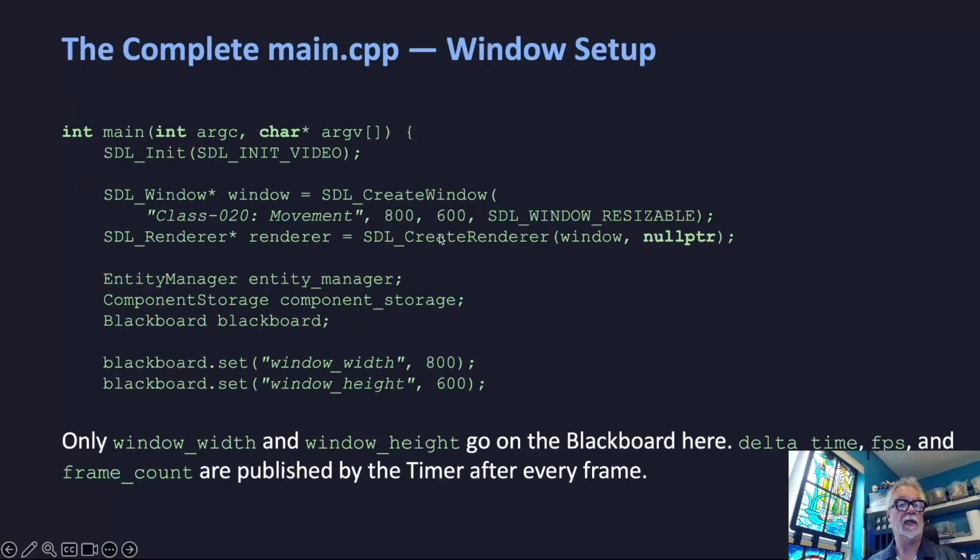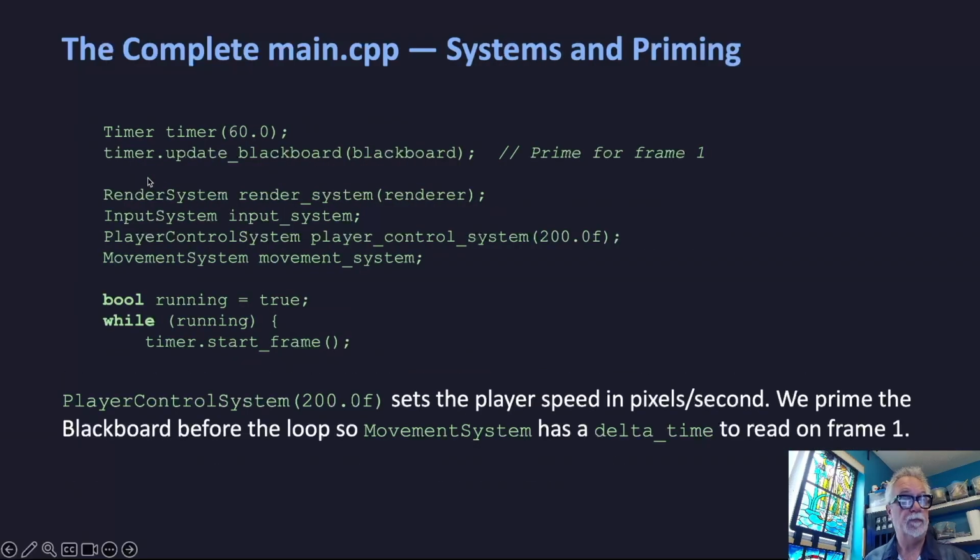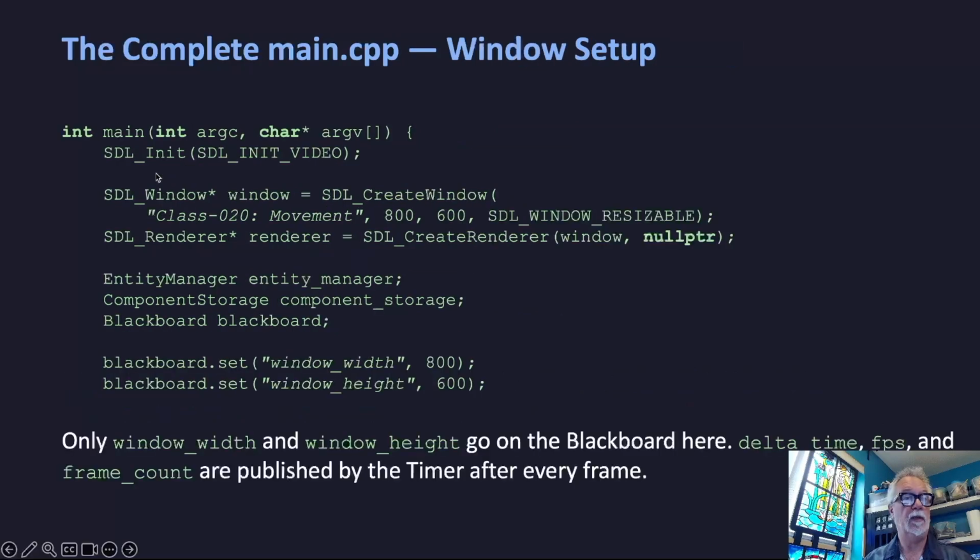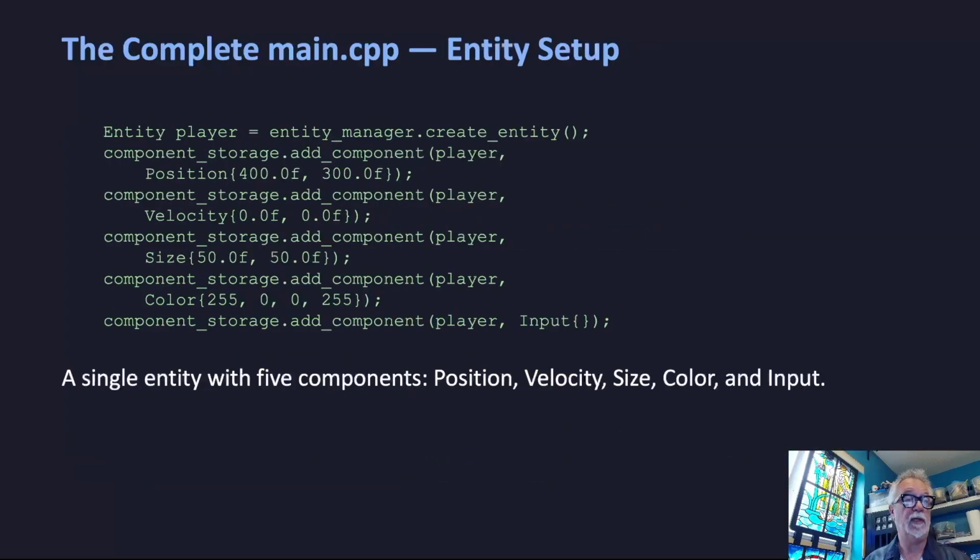So what does this look like? Let's go through the code and just have a quick look here. We create our SDL window. Here we create 3 managers: an entity manager, a component storage, and a blackboard. These are our 3 global objects. We set the blackboard to be the width. Notice we only set the width and the height here. We don't set the delta time here, and we don't set the FPS, because that's going to be published by the timer after every update.